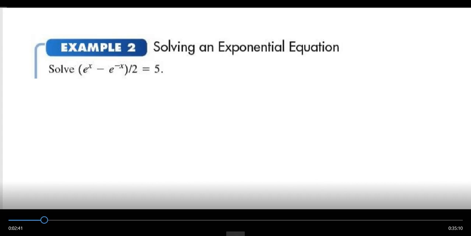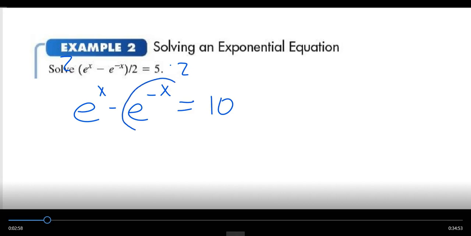All right, now. A lot of you probably would want to multiply by 2 on both sides. That's not a bad idea. You have e to the x minus e to the negative x equals 10. This is where it gets a little different. What you're trying to do is turn that into a constant value.